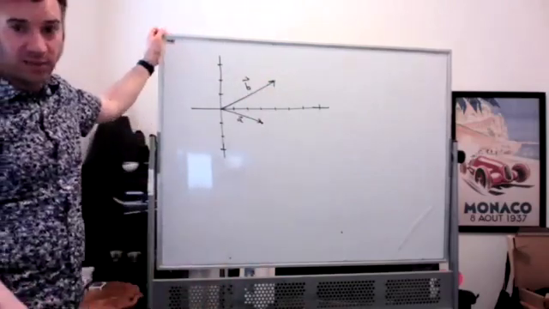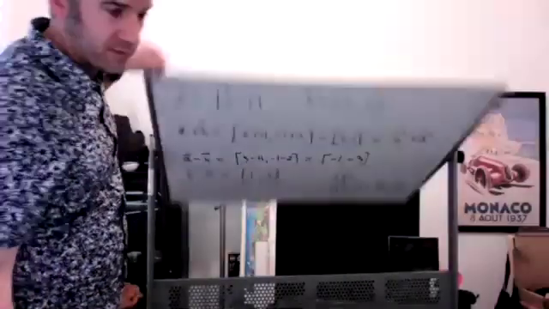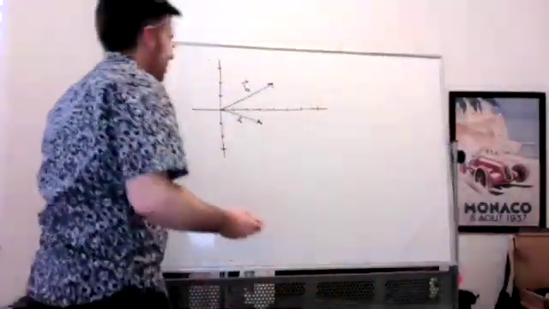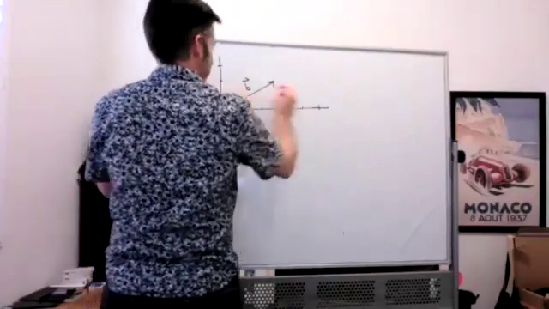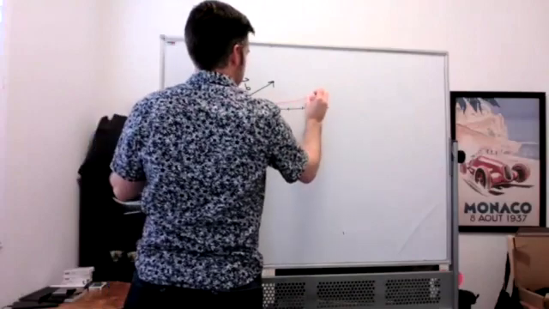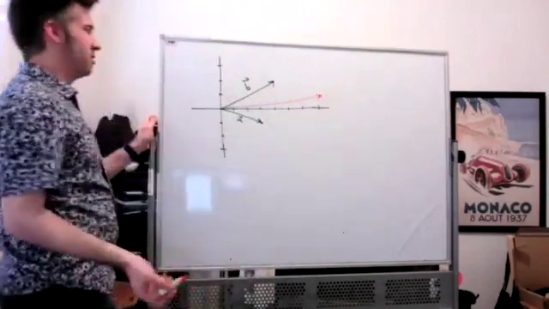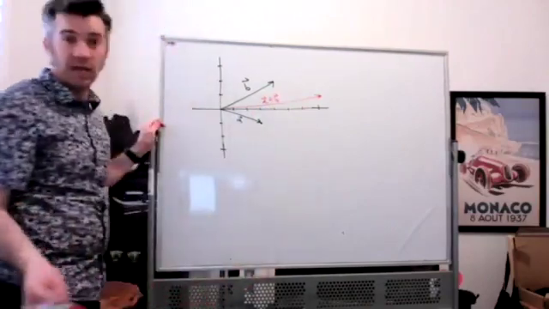Now, A plus B we know is 7, 1. We could just draw it. 2, 4, 6, 7, 1. So we'll try to draw it here. So there's the vector A plus B, which is the same as B plus A.